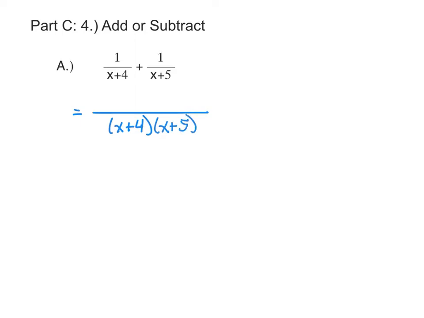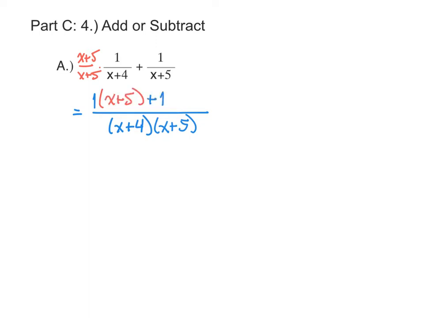In order to have made that first fraction have a denominator of x plus 5, I would need to have multiplied it by x plus 5. But I would have had to multiply the numerator by x plus 5 as well, so that I don't change the expression. That means that the 1 needed to be multiplied by x plus 5.